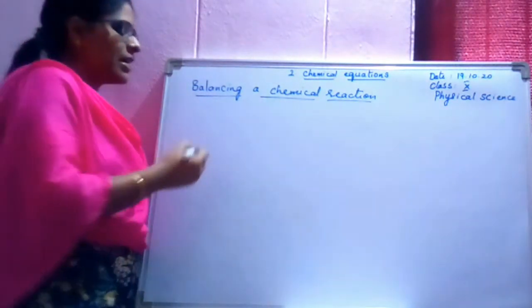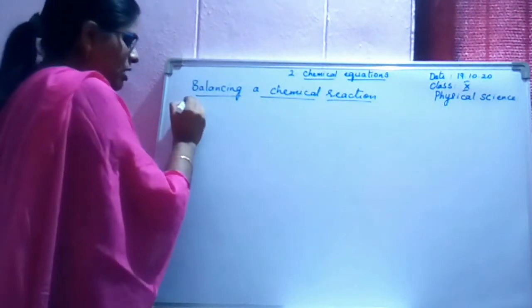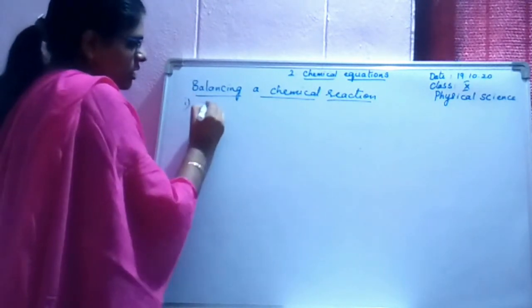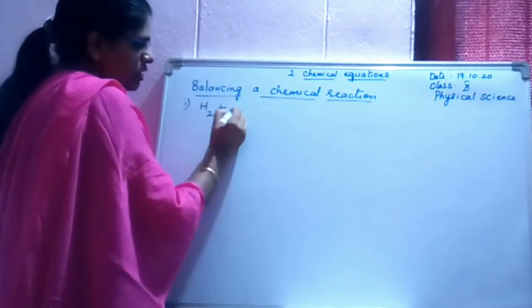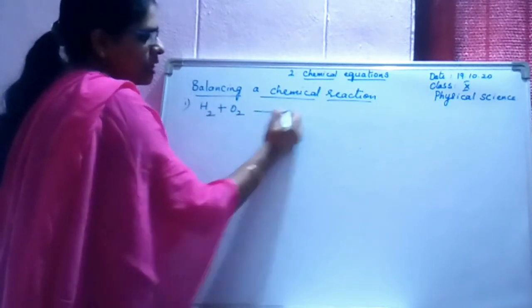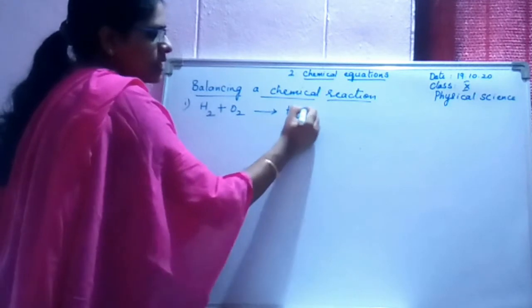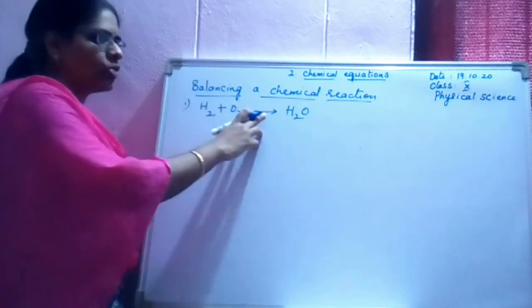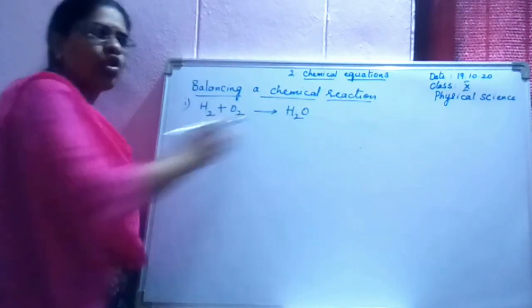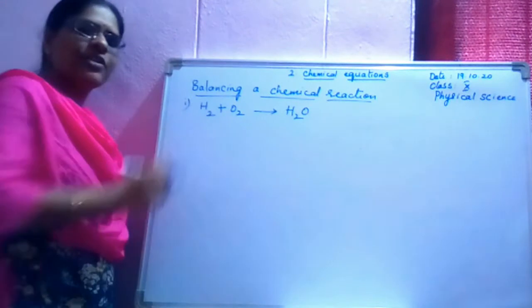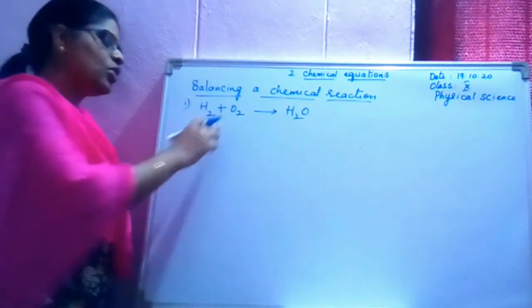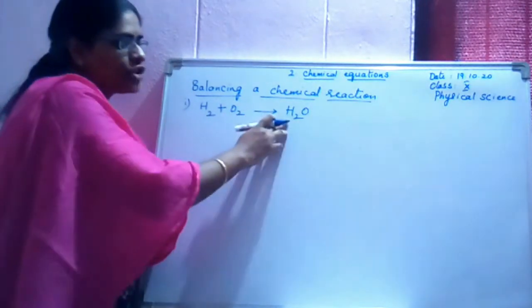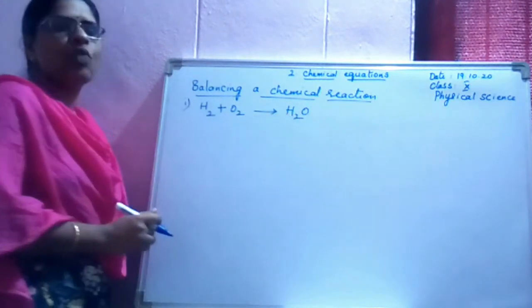Now let us take a simple reaction. Your familiar reaction. What is this? H2 plus O2 gives H2O. H2 refers to hydrogen. O2 refers to oxygen. H2O is a water molecule.